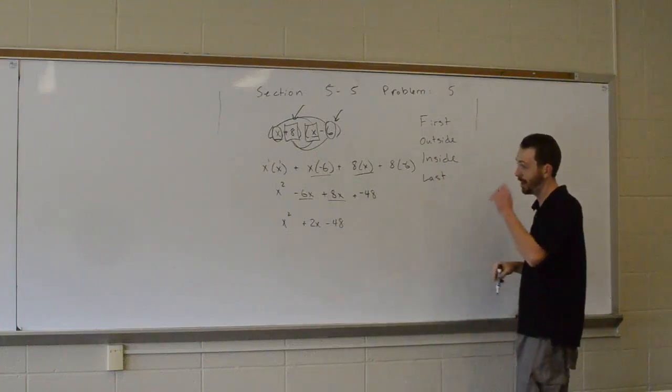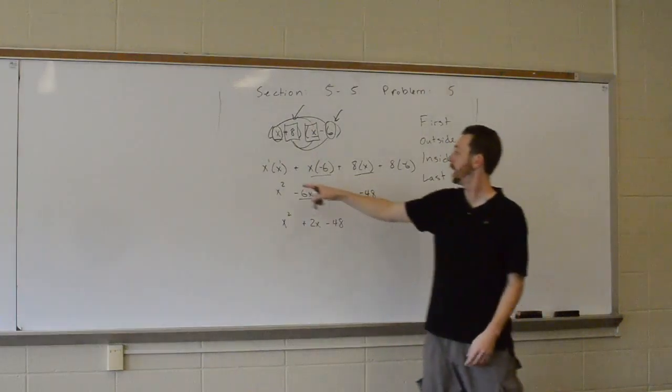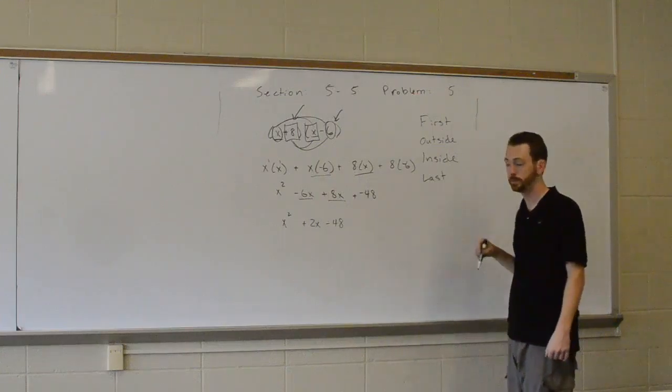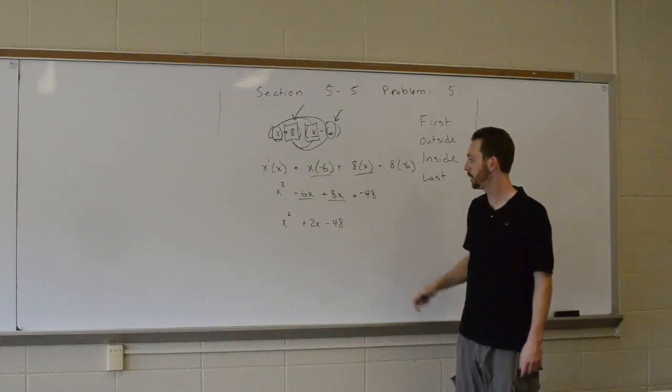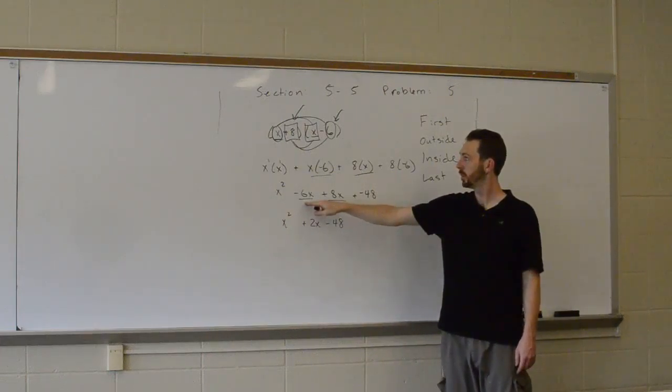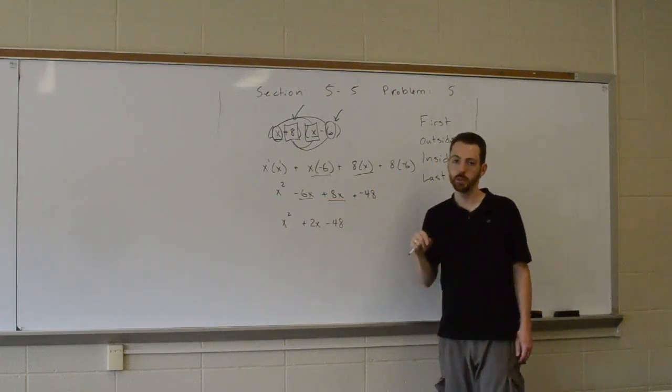So you end up generating the same thing as you do with the distribution step. So when you multiply these two binomials together, you end up with a polynomial, which would always have two terms in the middle that can be combined.